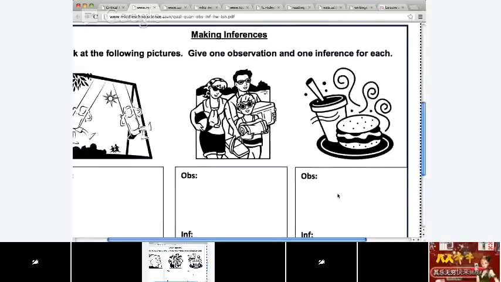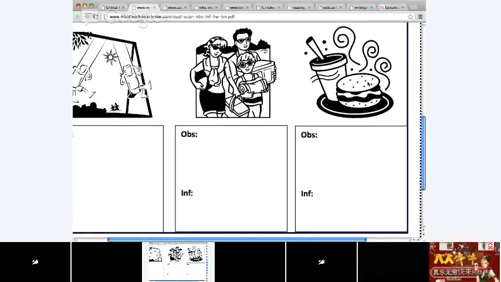So let's do an observation and inference for this picture now, this last picture. Right here. A cup of coffee and a hamburger. Okay, so there is a cup of coffee, or a cup of soda, and a hamburger, perfect. So that's an observation. Okay, can you make an inference? They are very delicious. Perfect. Or it is very delicious.